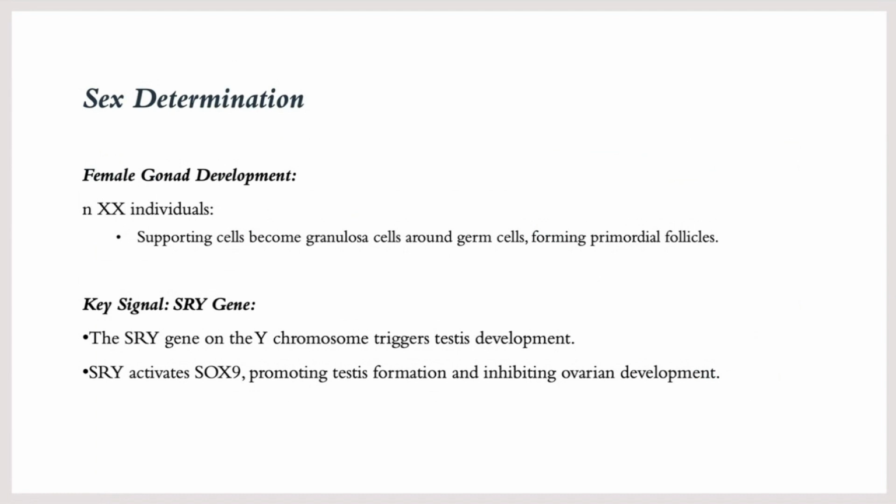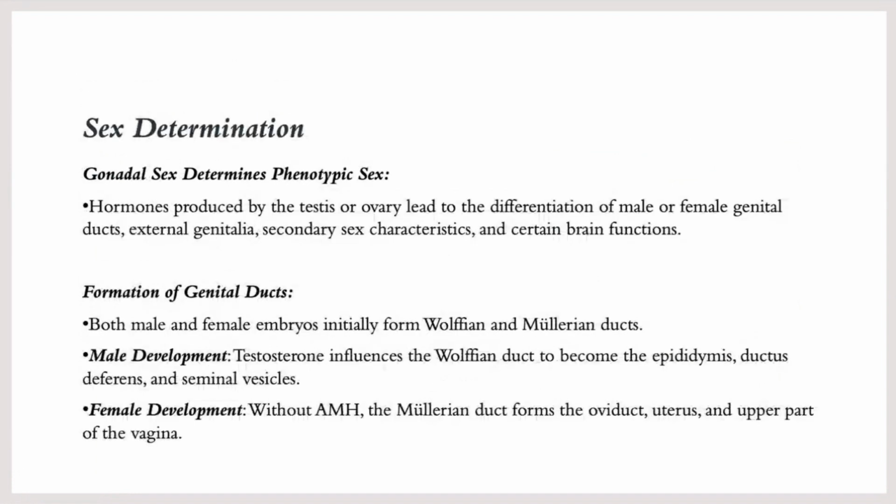And this Y chromosome would trigger the development of the testes. Now, the SRY gene will activate another gene called SOX9. You don't have to remember that or mention that if you don't want to, but the SRY gene is very important to mention. Okay, so this is going to further promote the testes formation, and it will, of course, also inhibit the ovaries from developing.